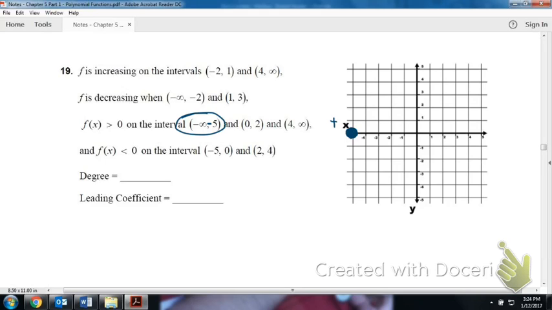We're greater than 0. From negative 5 to 0, we're below. From 0 to 2, we're above again. From 2 to 4, we're below. Looks like a smile, a frowny face. Let's try that again. We're below. And from 4 to infinity, we're above. So that's where we are, whether we're above or below the x-axis in those intervals.